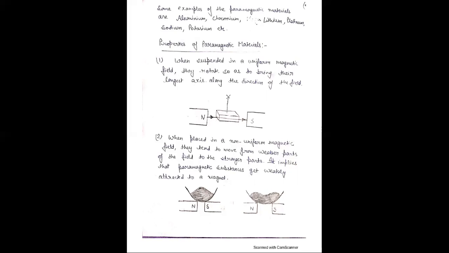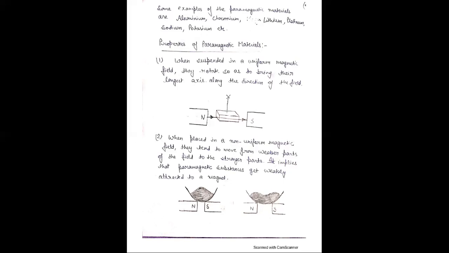Now the next property is, when placed in a non-uniform magnetic field, they tend to move from weaker parts of the field to the stronger parts. It implies that paramagnetic substances get weakly attracted to a magnet.